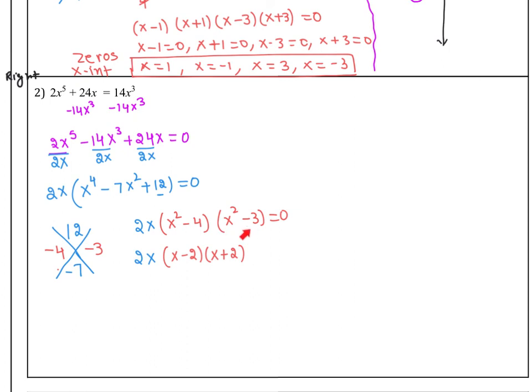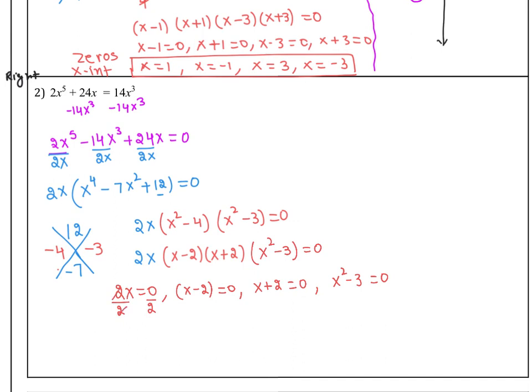This one would not qualify for difference of squares because x squared is a square but 3 is not a square. So it's not a difference of squares, and this will remain as is: x squared minus 3 equals 0. Now put them equal to 0 one by one. So 2x equals 0, x minus 2 equals 0, x plus 2 equals 0, x squared minus 3 equals 0, and find the x value.